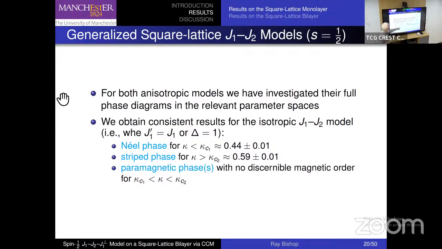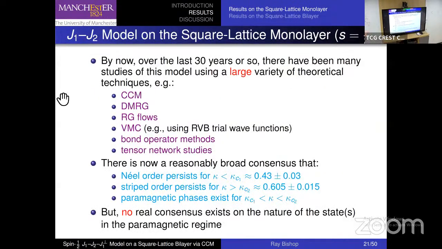Because in this middle paramagnetic phase, it's a paramagnet because it's got no discernible magnetic order. And the question is, what is it? And that's one of the big unknowns. Now, as I say, by now, over the last 30 years or so, there have been many, many studies of this model using a whole slew of theoretical techniques.